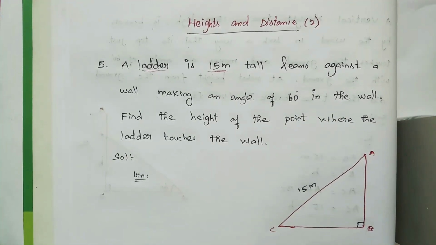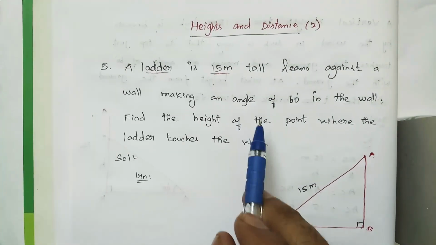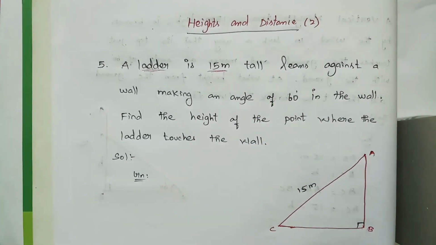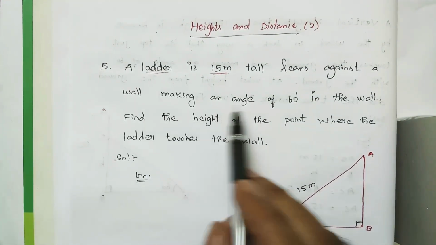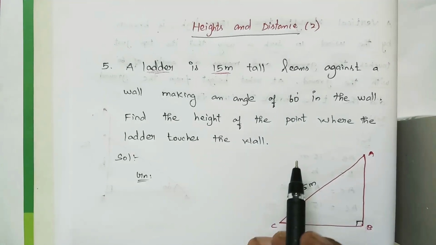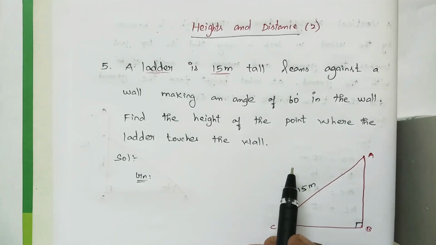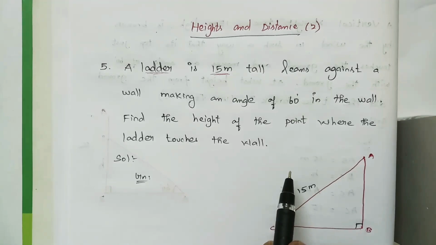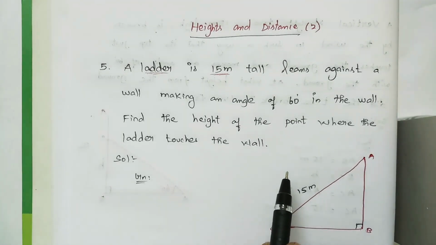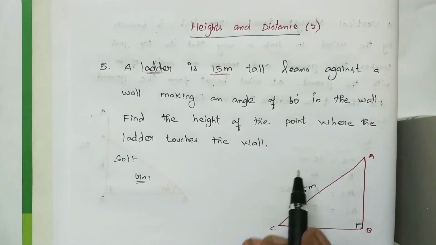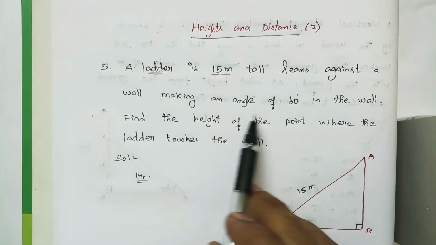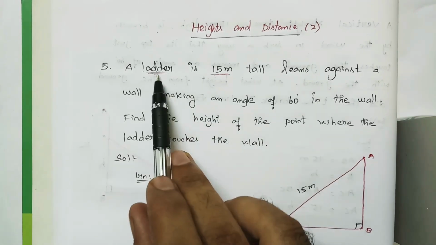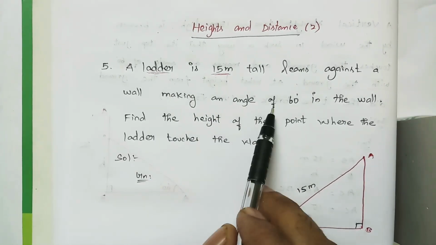And one more thing, if you want to find any sides, we need one side and one angle, right? Here what they are saying, a ladder is 15 meter long, leans against a wall, making an angle of 60 degrees. See here, they didn't say angle of elevation as well as angle of depression. They are not watching from down to the top or from the top to the down. Simply what they are saying is an angle making, right? The ladder is making an angle of 60 degree with the wall, right?